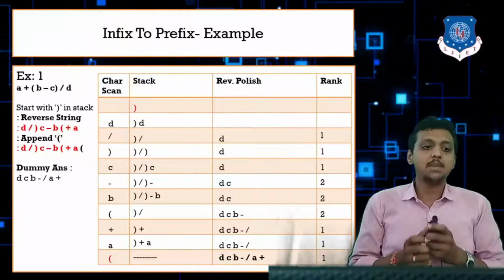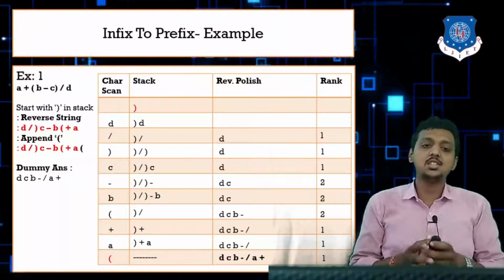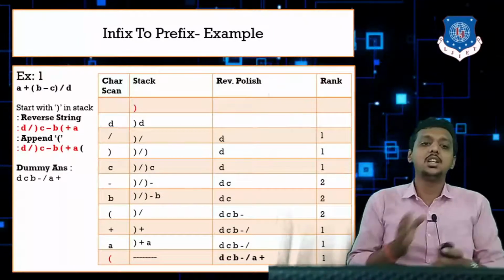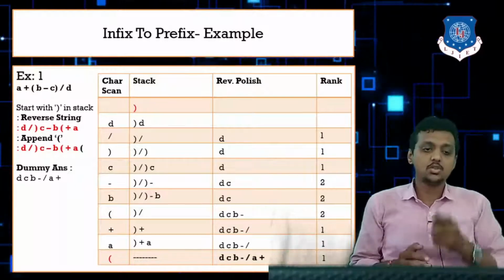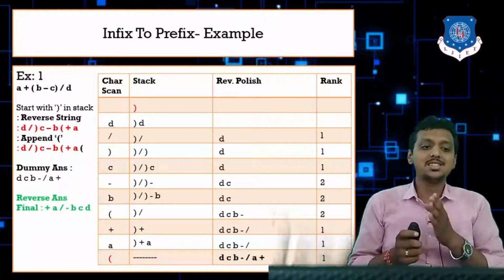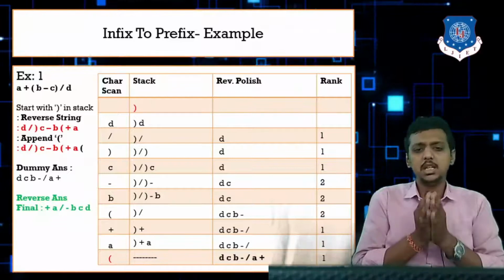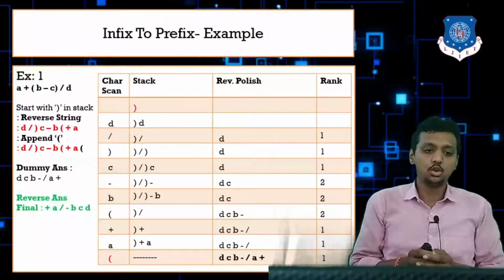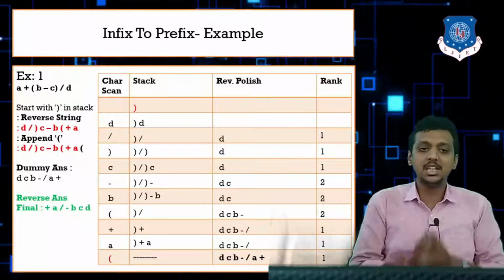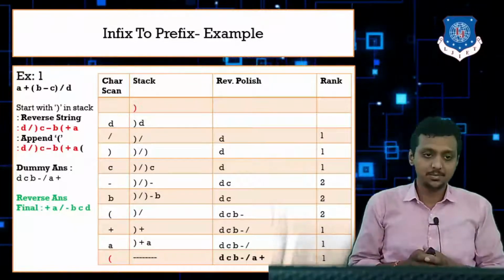So that is my dummy answer. What I need to do is convert the whole answer into reverse order. So my final answer becomes plus A division minus B C D. Plus A division minus B C D. That's my final answer.